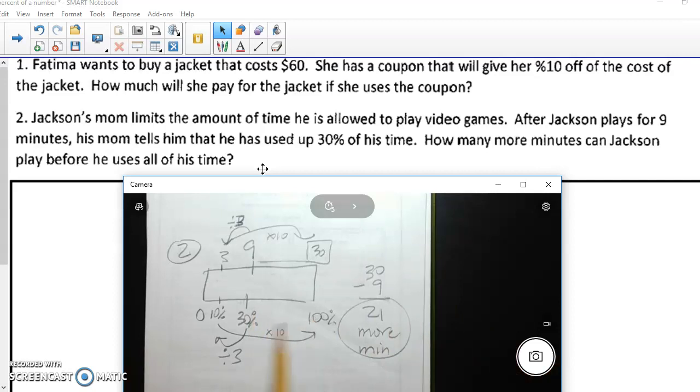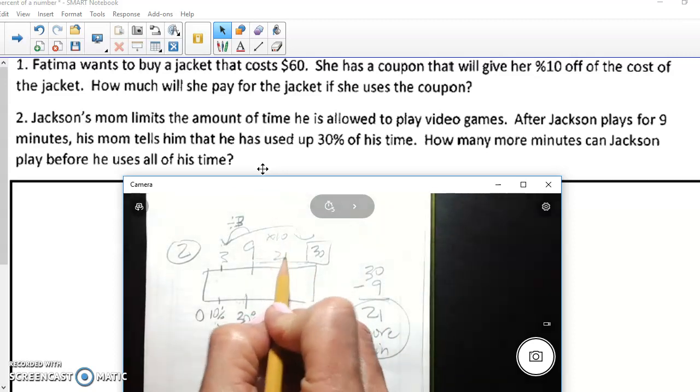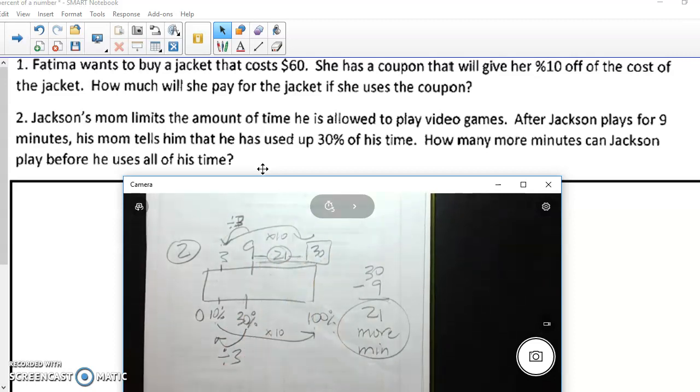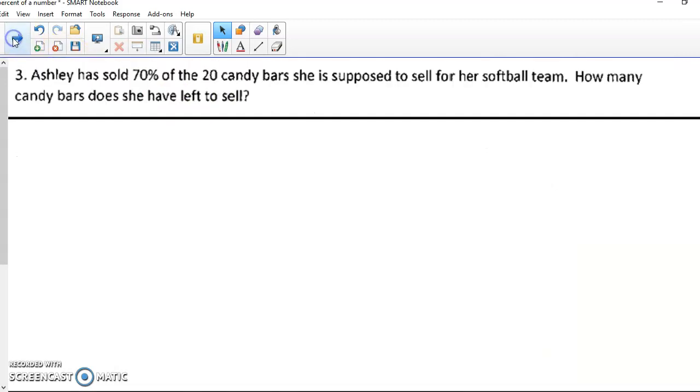Okay, what we did, we started with 30%. We divided both by 3 to get to 10%. Then we multiplied both by 10 to get to the total. So the total amount of time was 30. And then we try to figure out, well, what's the time in the middle? Well, the time in the middle is 21, between 9 and 30, 21 more minutes to play. Okay, so good for Jackson.